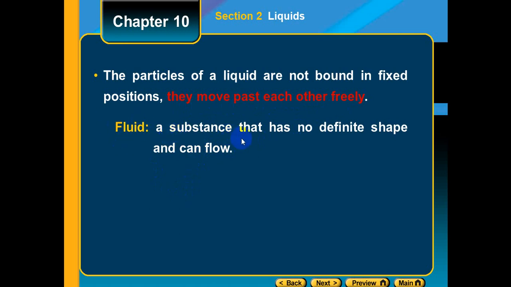A fluid is a substance that has no definite shape and can flow. Examples: liquids and gases. So liquids and gases are fluids because they don't have a definite shape and they can flow.